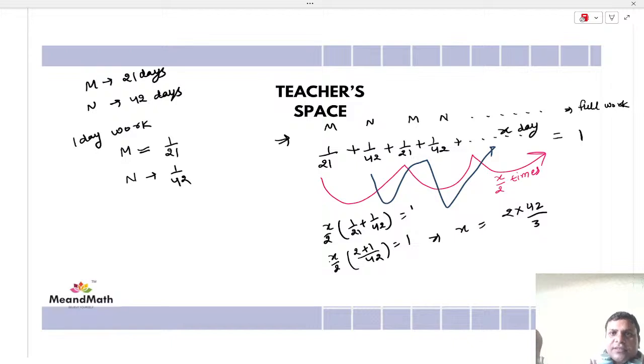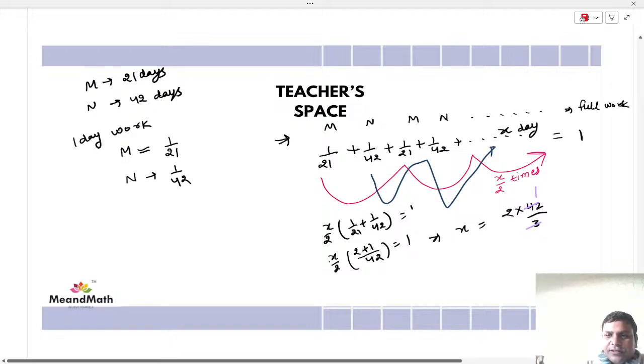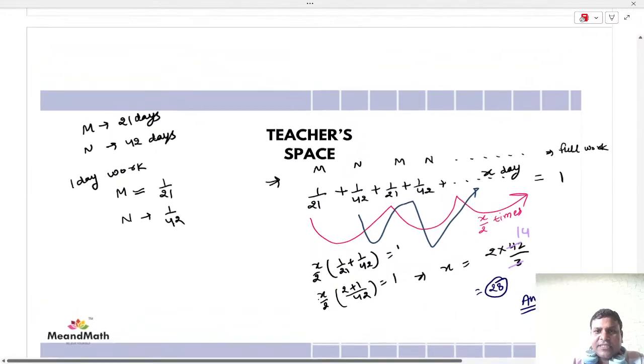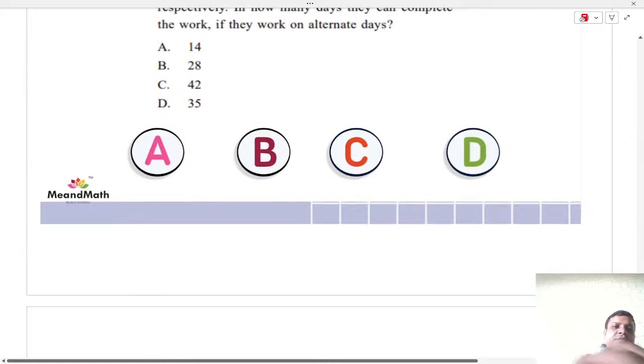It will cancel out by 3, 14. So the answer is 28. In how many days can they complete the work? In 28 days. So let's check the options. B option is the correct one here.